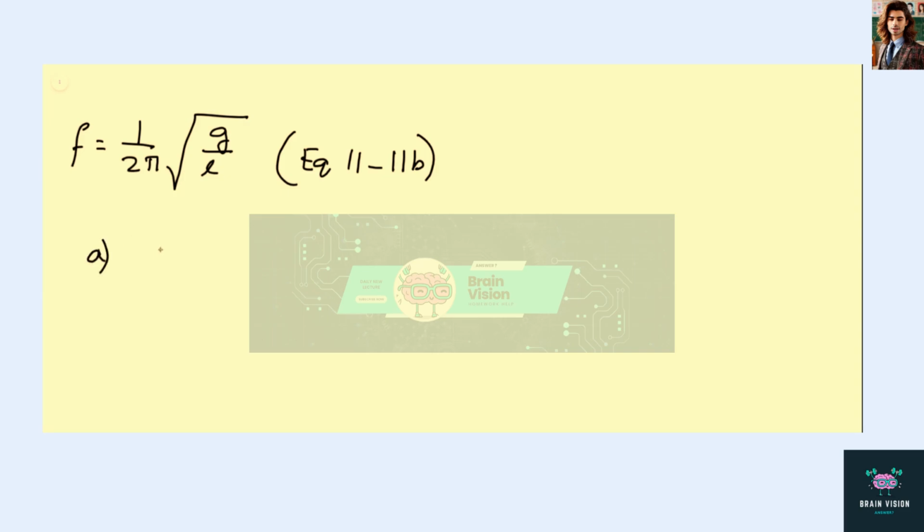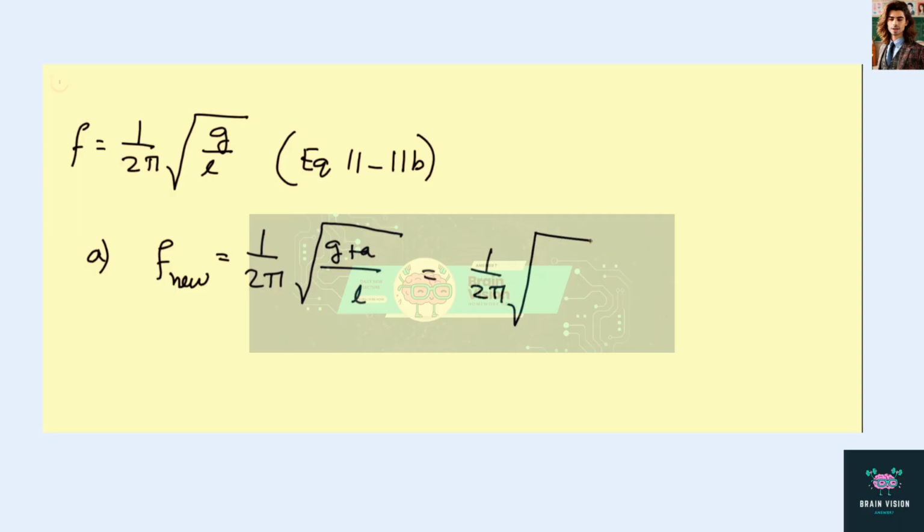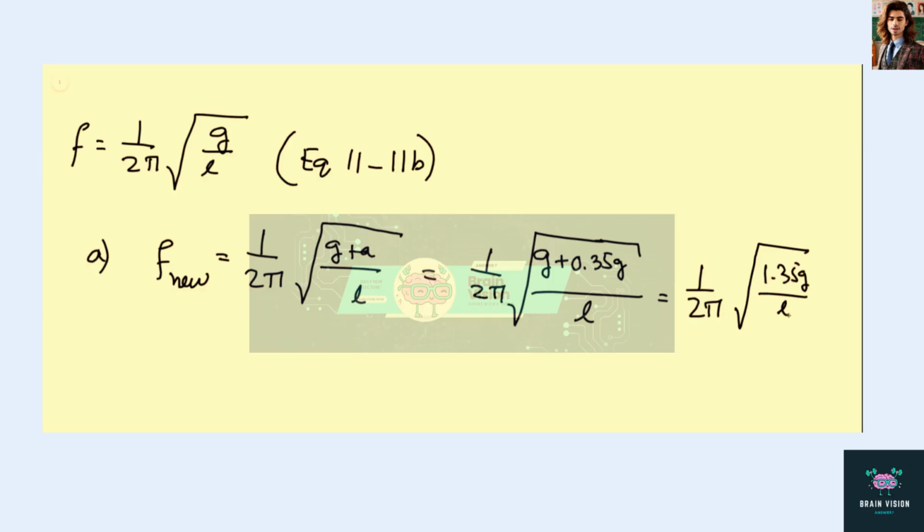So the new frequency will be 1 over 2 pi times the square root of (g plus a), so that's the increase in acceleration, divided by L. So we know that this is 1 over 2 pi square root of (g plus 0.35 g) divided by L, or 1 over 2 pi square root of 1.35 g over L.